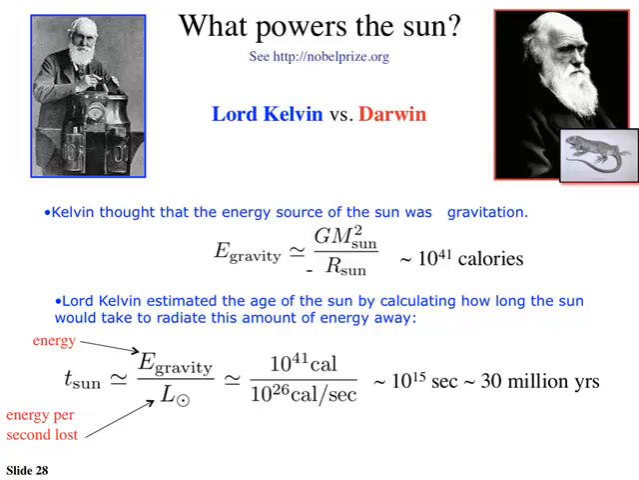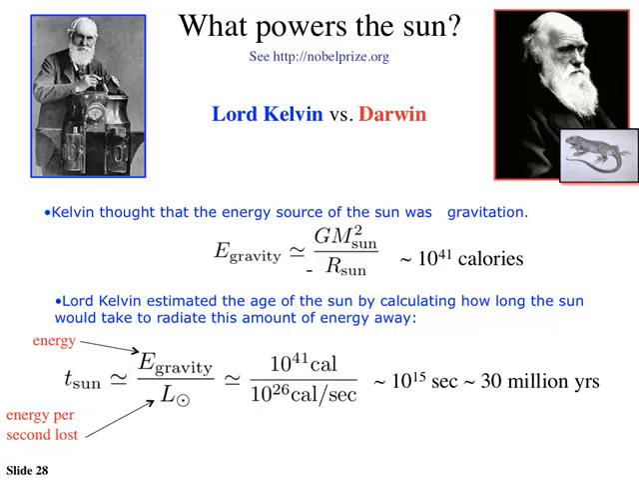So that's why Darwin was interested in what powers the sun and the age of the sun. Lord Kelvin had read Darwin's book because it was kind of popular. Got a lot of buzz. And he said, this is foolish. There's no way the sun could be this old.